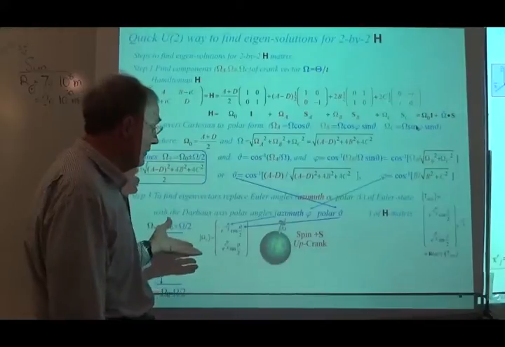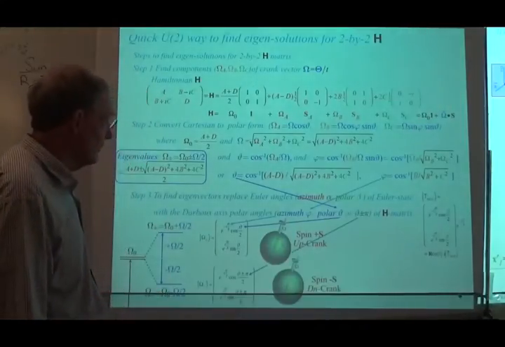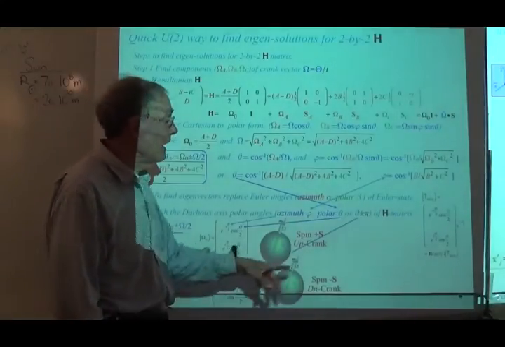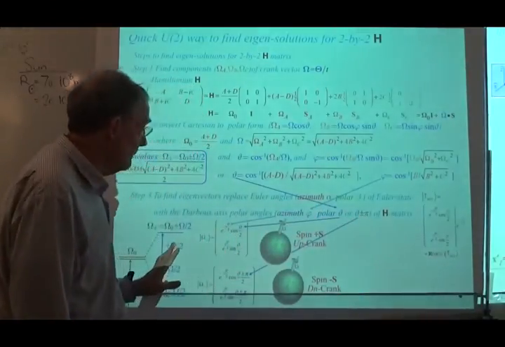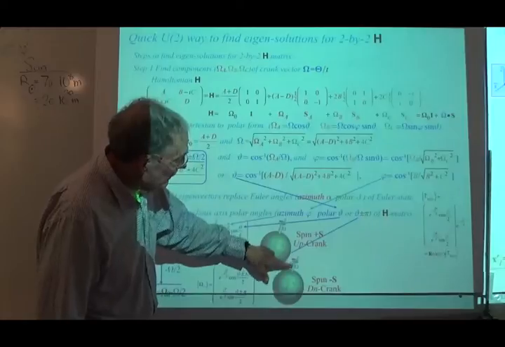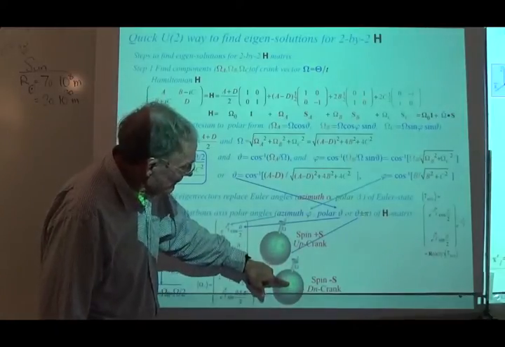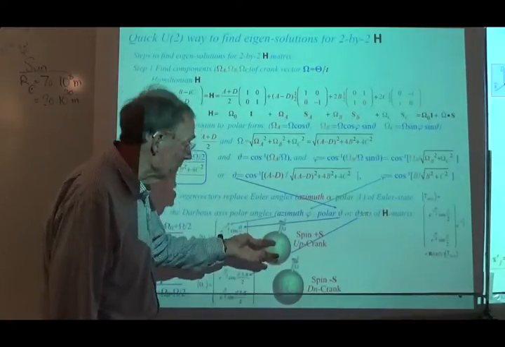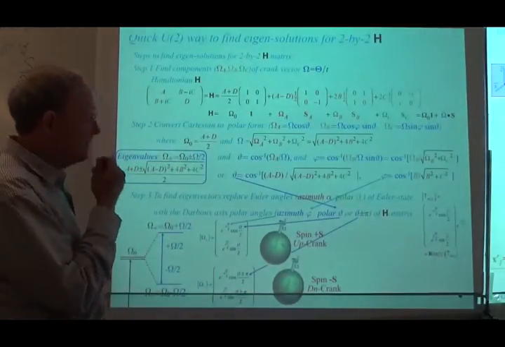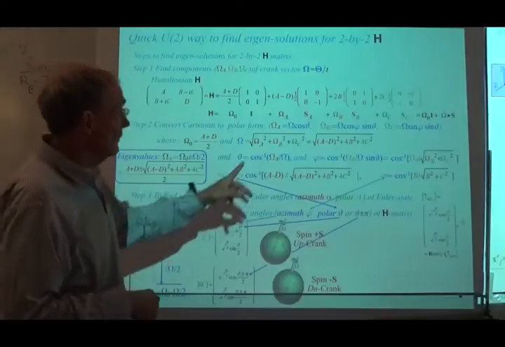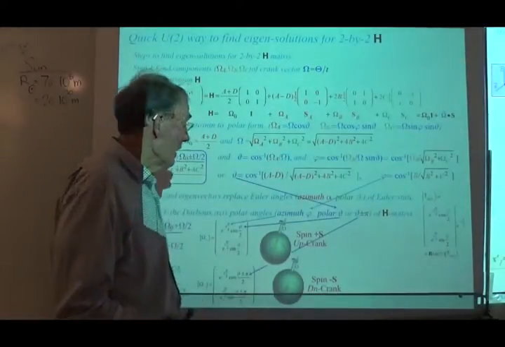You need 2 solutions. The other solution corresponds to just putting a pi onto this theta, leaving everything else the same. This is the crank pointing at the butt of the spin vector. So it's spin up and spin down in this particular, for this particular Hamiltonian that has these Darboux angles, whatever they are.